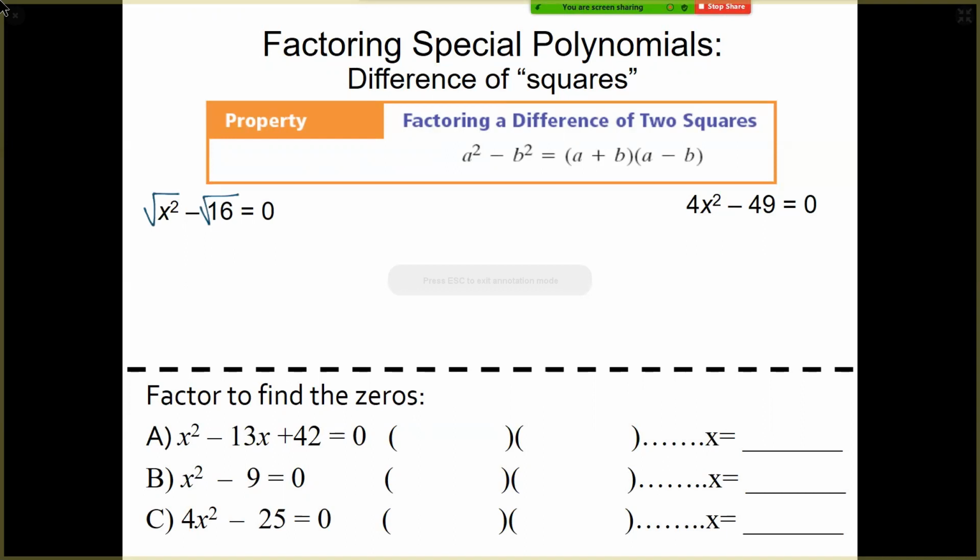Are both of these perfect squares? Yes, x squared, anything with an exponent of a 2 is a perfect square. And 16 is on our perfect square list. So I know this is a difference of squares. Two sets of parentheses, one gets a plus sign, one gets a minus sign.